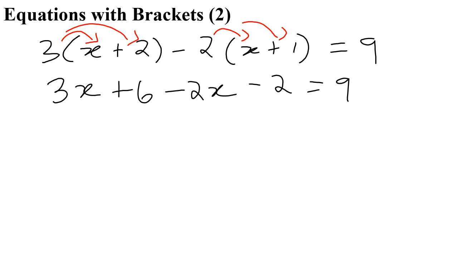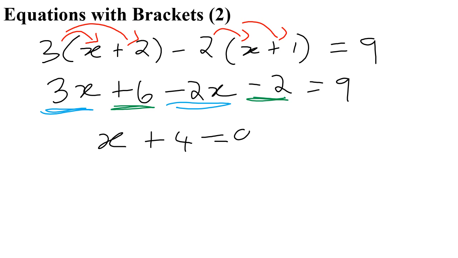Now I can collect my like terms. So I've got a 3x and a minus 2x. That's just going to give me 1x. And I've got a plus 6 and a minus 2. So that's going to give me a plus 4 equals 9. And now I can solve this by doing x equals 9 minus 4, which is 5.